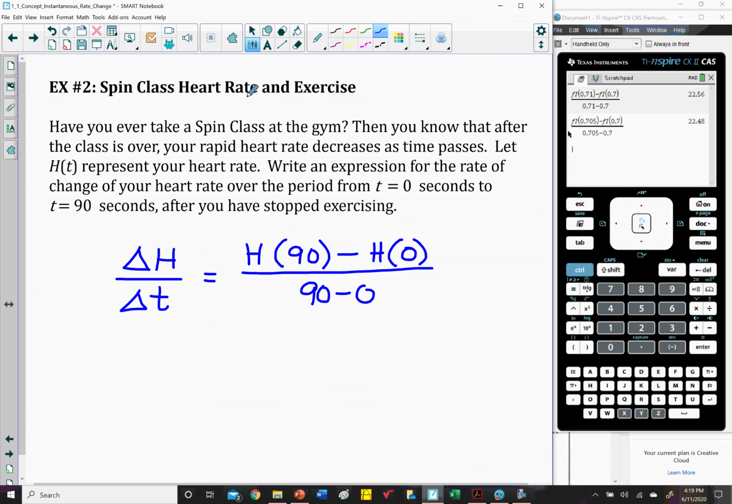In this example, we're talking about taking a spin class, and we want to know after the class is over, you've got a rapid heart rate. And over time, your rate is going to go down as you are finished exercising. So let's write an expression for the rate of change of your heart rate from when you first stopped exercising to 90 seconds after you stopped exercising.